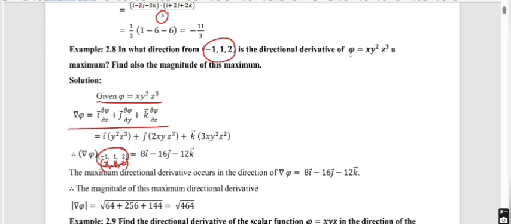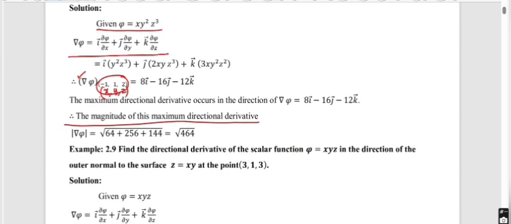From this del phi we find the maximum directional derivative. This is the maximum directional derivative. From this we find the magnitude of this maximum directional derivative. The magnitude is the modulus of del phi, that is we take the square root of this del phi, that is square root of 8 square plus minus 16 square plus minus 12 square. Here the answer is square root of 464.